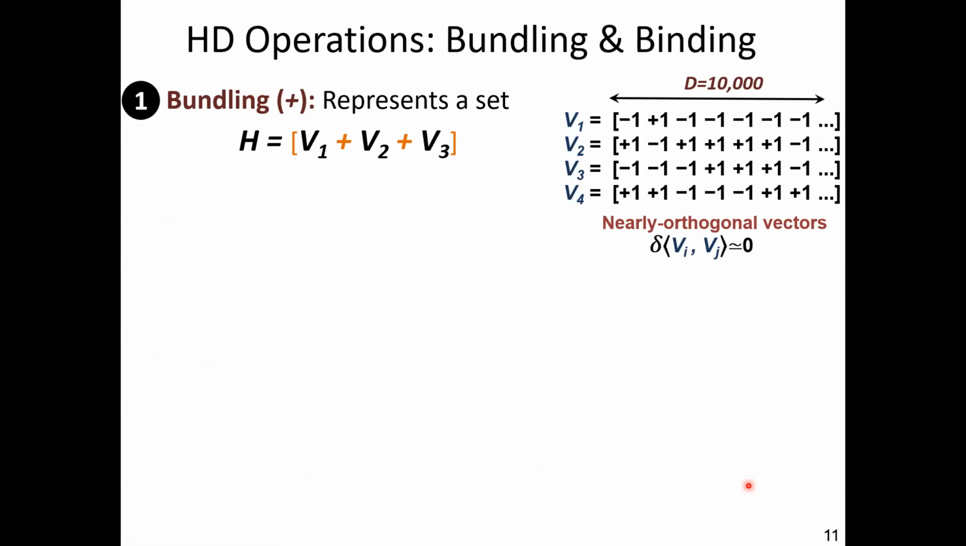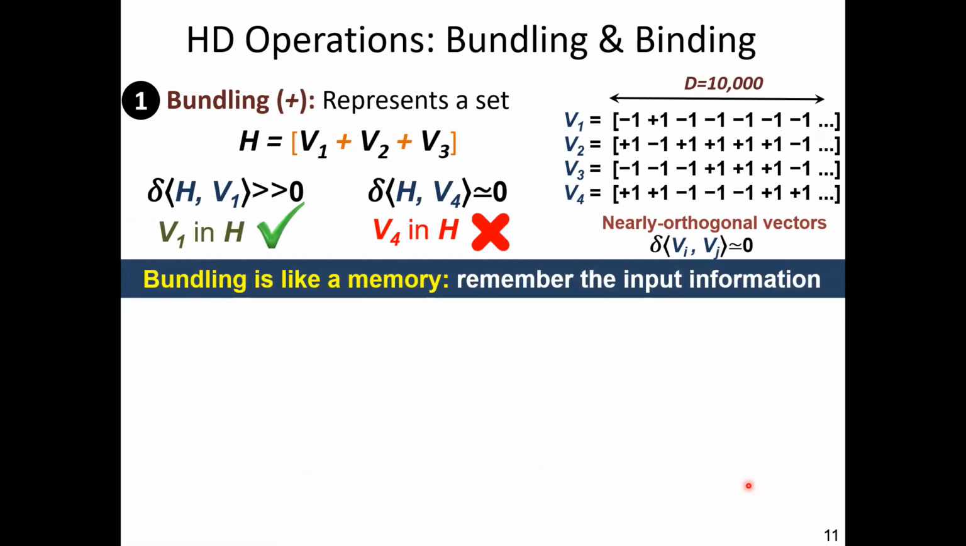The first operation is bundling. If you have some high dimensional vectors and you bundle them together, taking the majority over them, it is like a memory. Because if you check the similarity of H with a vector which is in the set, it says that I have it. And if the vector is not in the set, like V4, it says that I don't have it. This holds if the vectors are in high dimensional space, and of course if they are randomly generated.